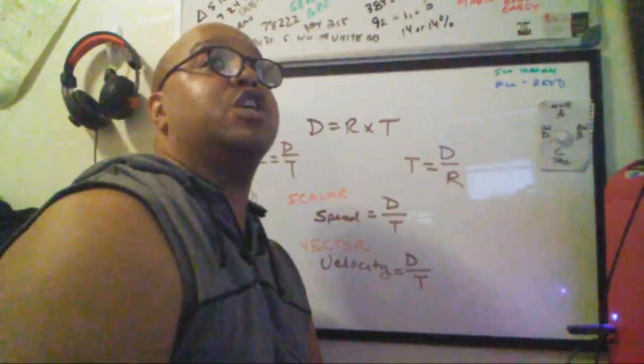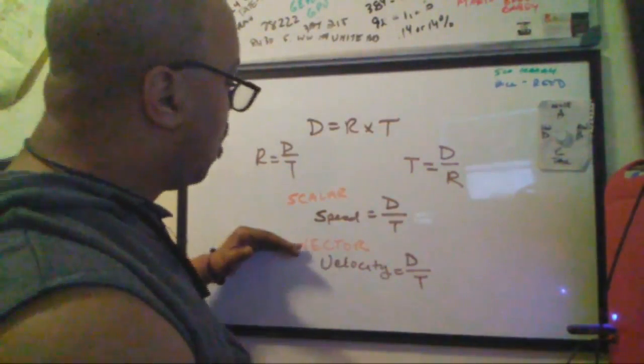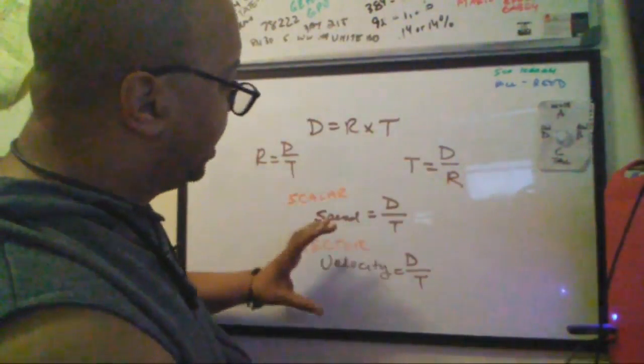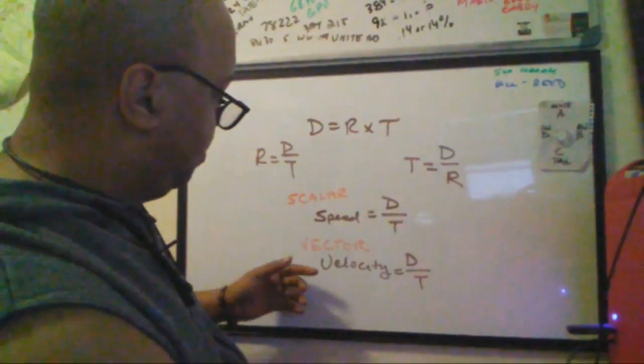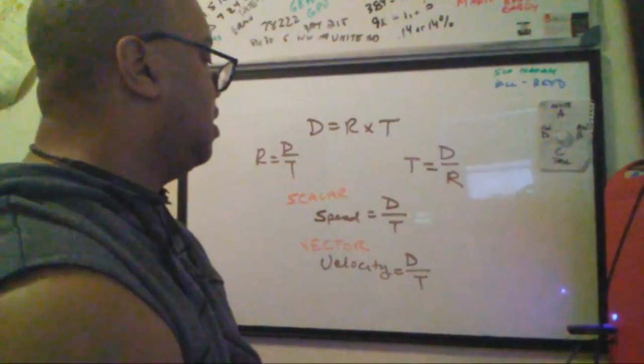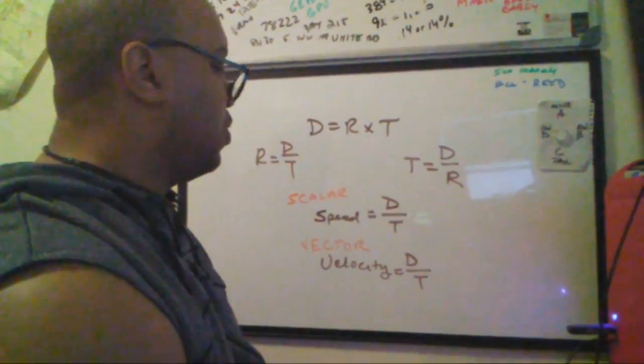And I don't really own a dog. I just use that as an example. So we have vector quantities and we have scalar quantities, which we're going to dive into a little bit later. But velocity has direction. Speed does not.